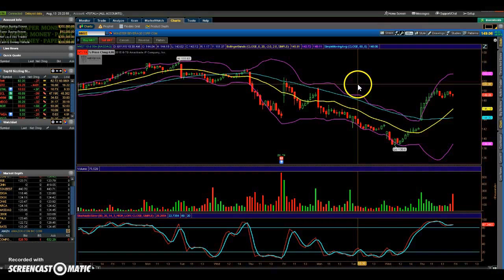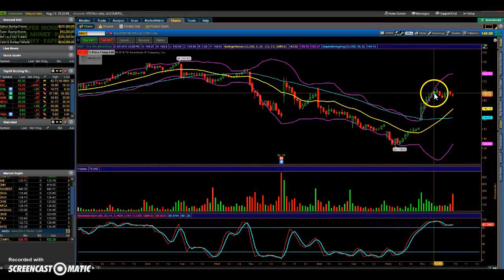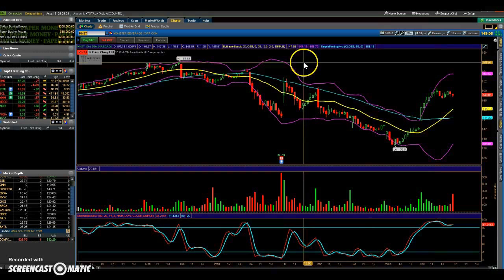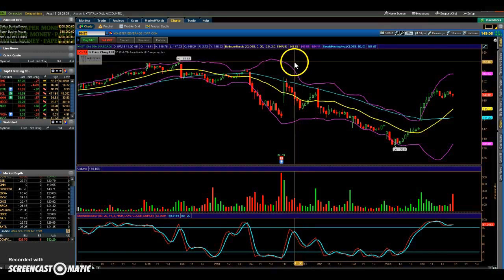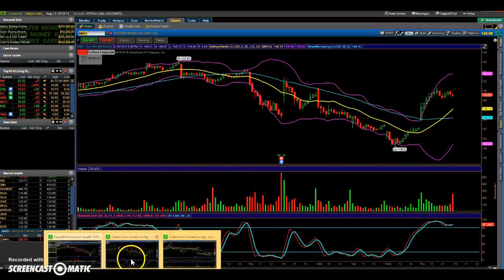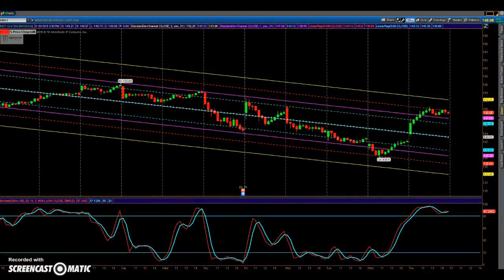So we've seen it usually stays in that channel, the purple or magenta channel here. It just violated that, so we're expecting it to come back down, which, a 5 to 10 point pullback is what I'm expecting. This is just one of the studies I use. Let's go to the other study I use right now, which is right here, and let me resize this so you guys can see it.